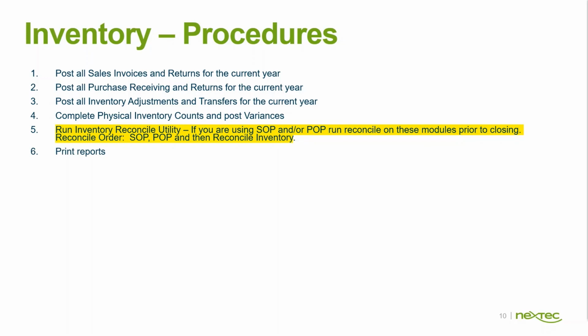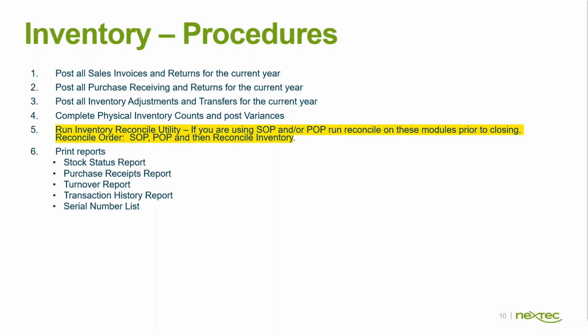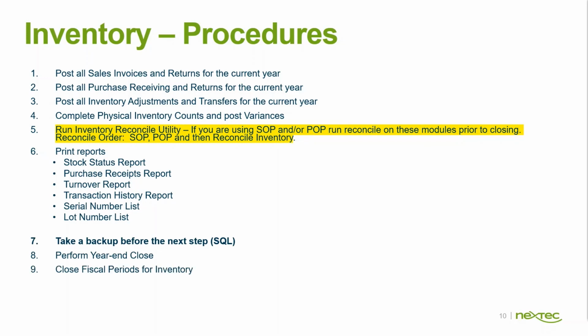You're going to print your reports. I would print the stock status report, purchase receipts report, turnover report, transaction history report, serial number list, lot number list. Now we're going to take a SQL backup, and then we're going to perform the year-end close. You're going to go to the physical periods and close inventory, which should be part of your monthly process. And you're going to make a final backup.